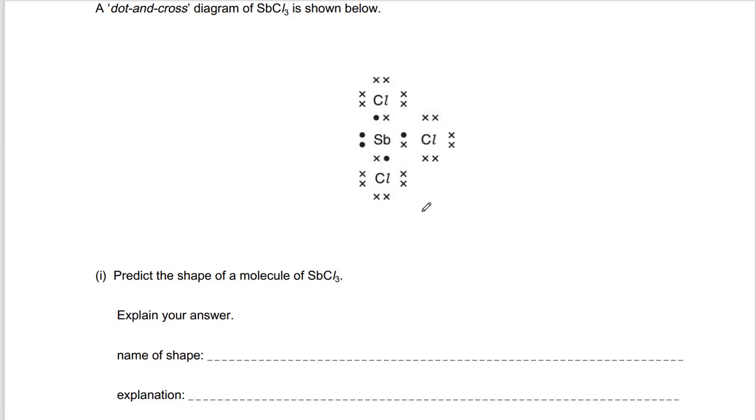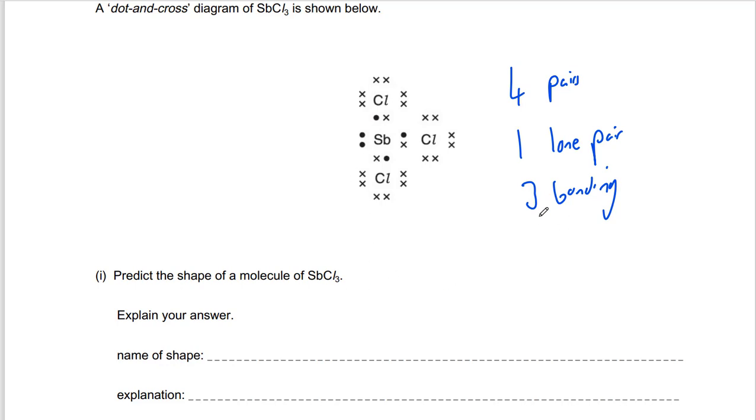So name of the shape then. All you got to do, and this is the same as if you asked for the bond angle actually, the explanation is identical. So you look at the central atom, Sb, antimony, and you count up the electron pairs. So there's 4 electron pairs total. 1 is a lone pair, and 3 are bonding. This is the analysis you should always do.